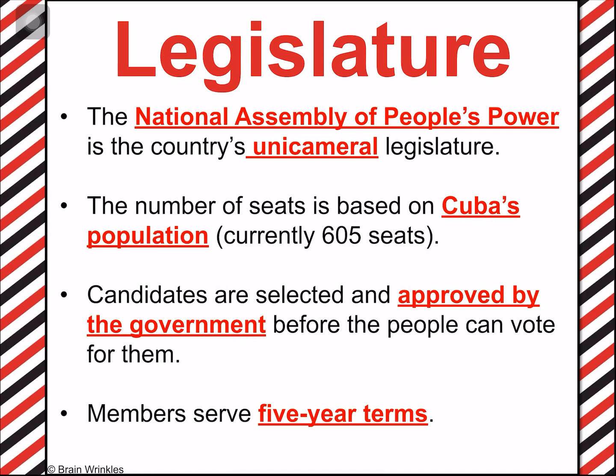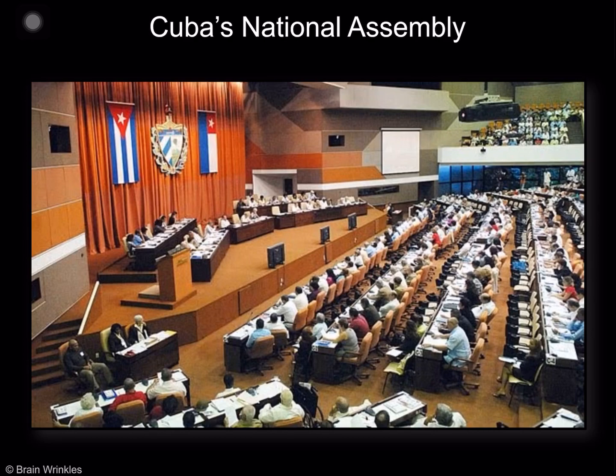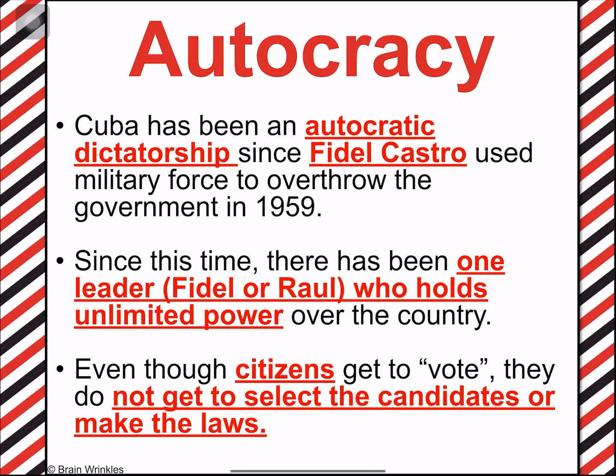Candidates are selected and approved by the government before the people can vote for them. So think about that. Not everyone could run for one of these seats in the National Assembly. They have to be approved and selected by the government, and then the people can vote for them. Members of the National Assembly also serve a 5-year term. This is a picture of Cuba's National Assembly inside the building. All right, so like I said, Cuba's been an autocratic dictatorship. So they're an autocratic government, which means one person, one party rules and controls every aspect of life.